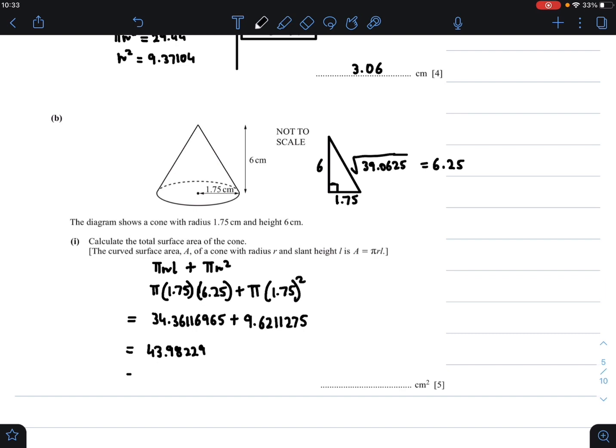43.98229. And since we have to give our final answer in 3 significant figures, it'll be 44.0 centimeters square, because the fourth significant figure in this case, which is 8, is greater than or equal to 5. So it will round off the 9 to the next number, and it will become 10. So 1 will get carried forward to the 3, and therefore 44.0 centimeters square will be your final answer for part B1 of this question.